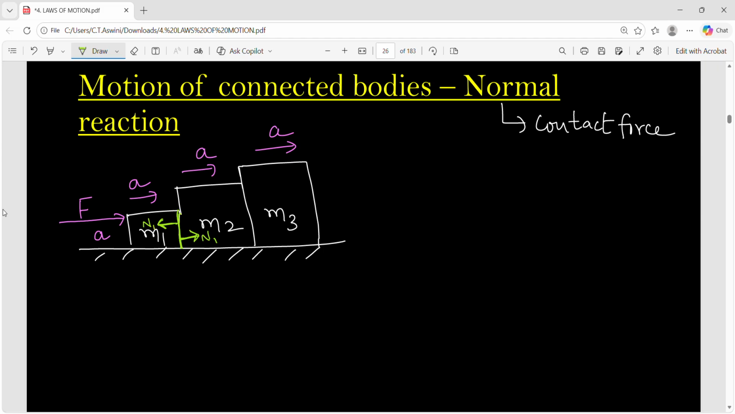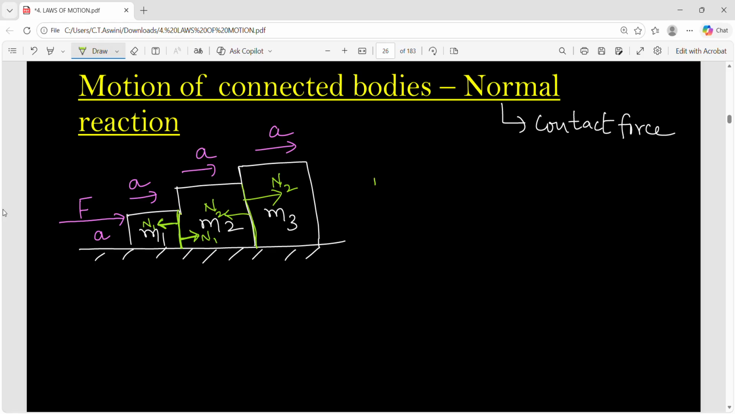Now, if I take this specific contact between M2 and M3, M2 will exert some force on M3, that is normal reaction. M3 will also exert some force on M2, that is also normal reaction, but this is not equal to N1. This is different, because the contact is different, so the normal reaction is also different. Got this point? So, where can we expect the normal reaction? At the contact of two bodies.